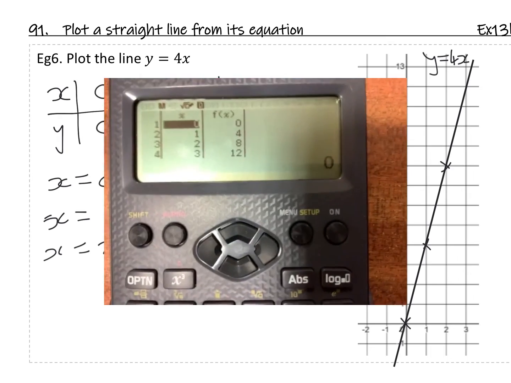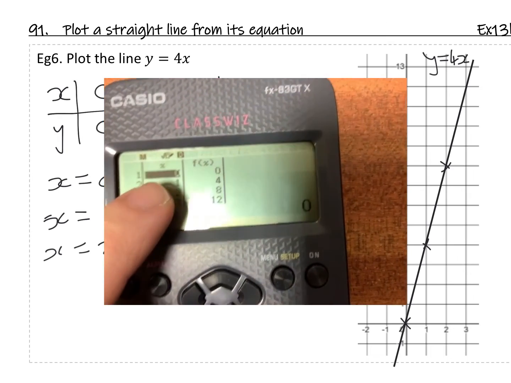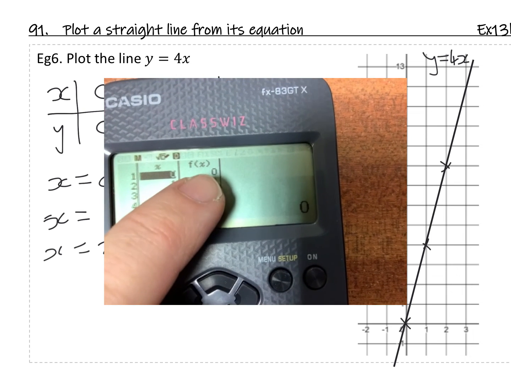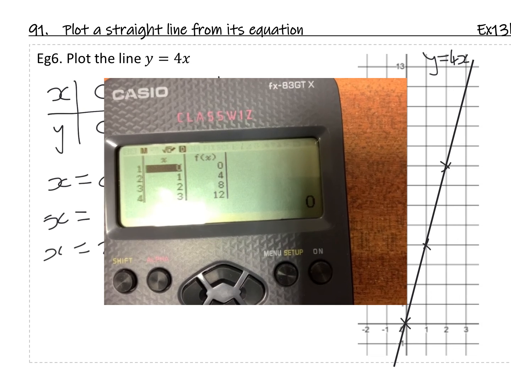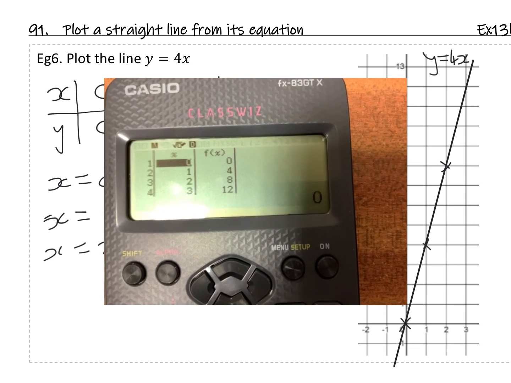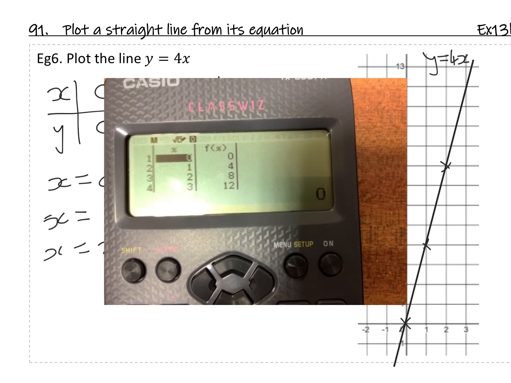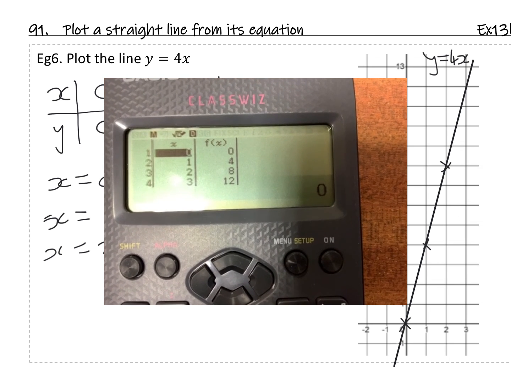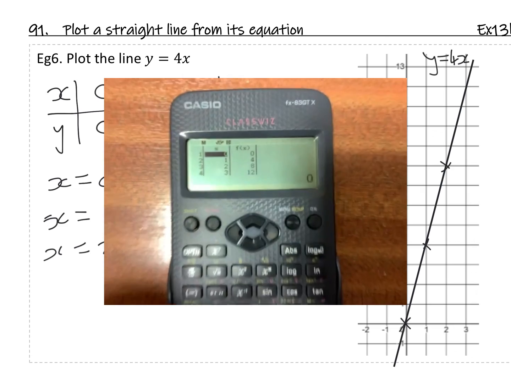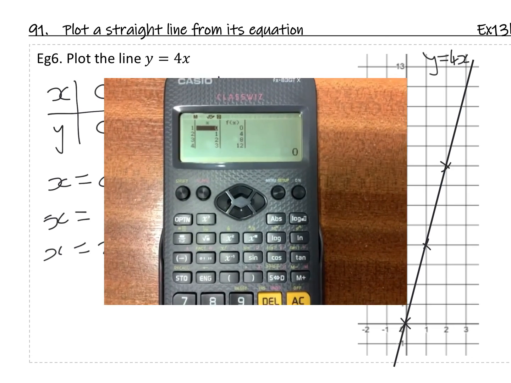So we've got there the x value is 0 and the y value, the f of x. They call it f of x, but you just think of it as y. It would be 0. When x is 1, y is 4. When x is 2, y is 8. And when x is 3, y is 12. And that matches up with my table. So that's a calculator function that you can use if you think it's going to be useful.